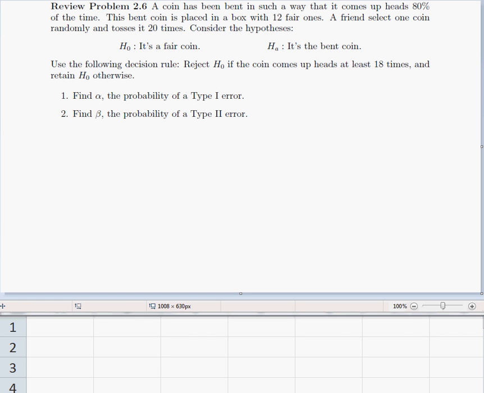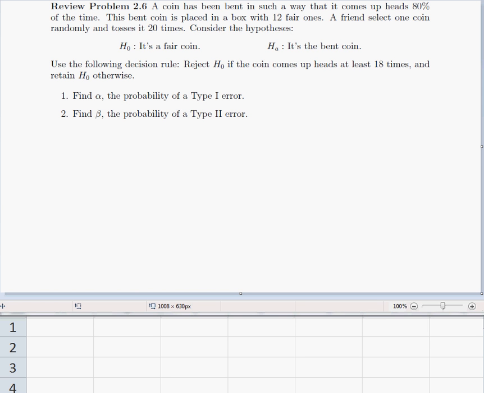Problem 2.6. A coin has been bent in such a way that it comes up heads not half the time but 80% of the time. This bent coin is placed in a box, and the box also has some fair coins. A friend selects one coin and tosses it 20 times. So there are two possibilities.